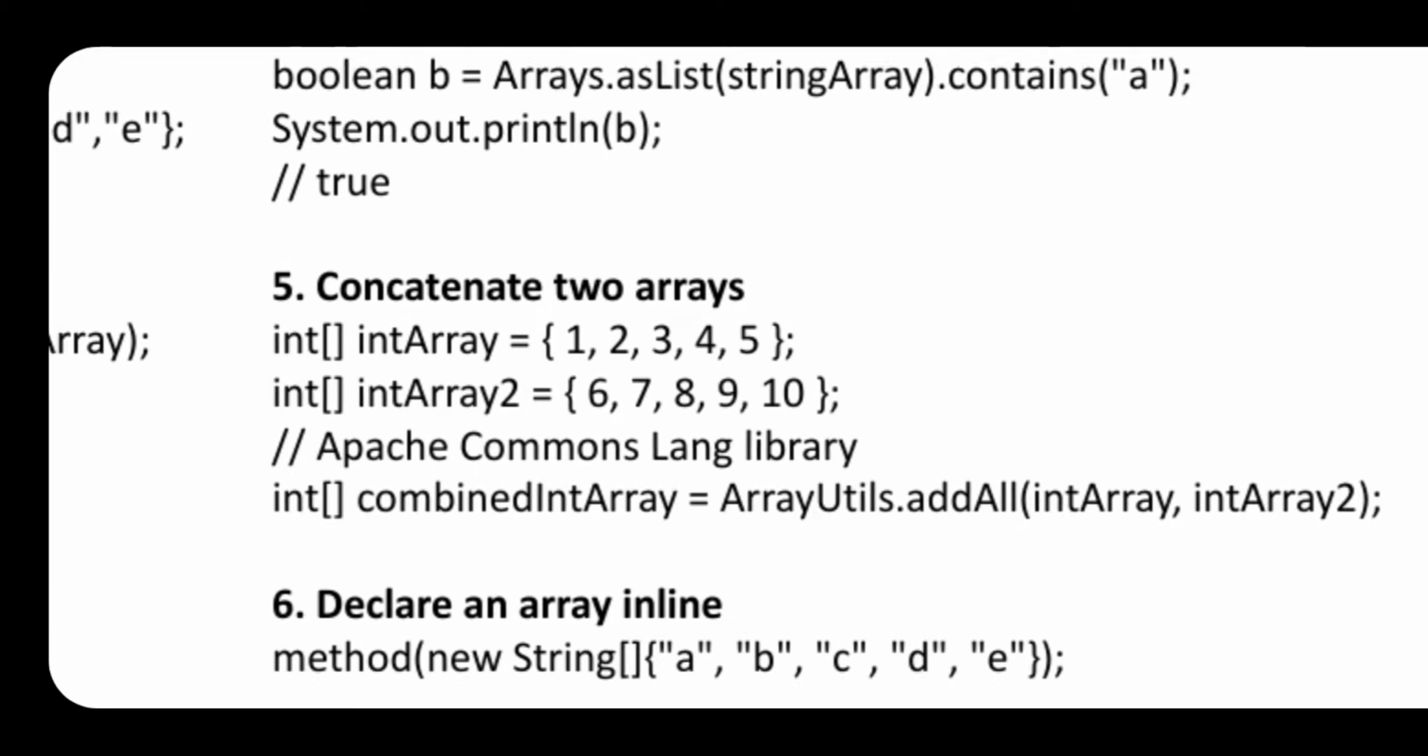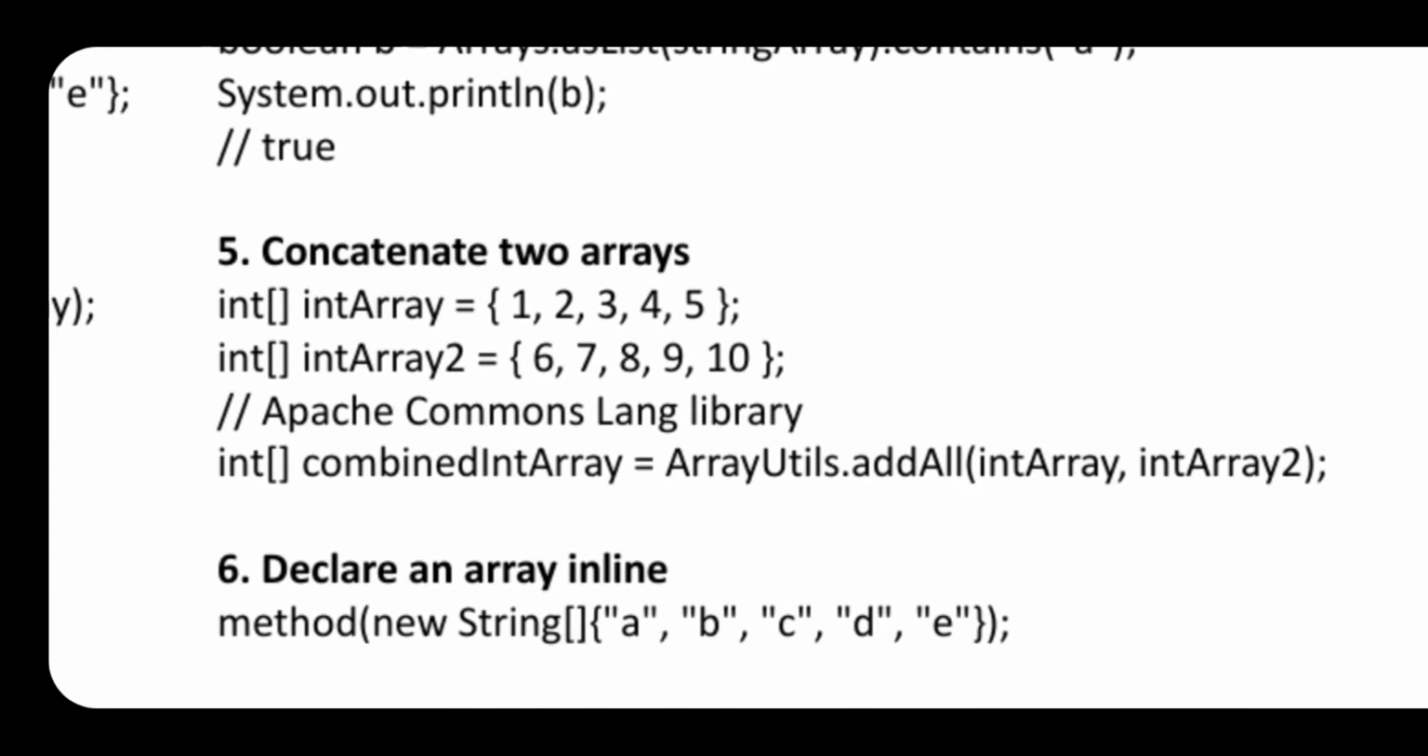combinedIntArray is equal to the class name you are going to use, what? ArrayUtils. ArrayUtils is a class name which is defined from the utility base class. Dot addAll. addAll is a function name which is going to concatenate both arrays within a single array. What are those arrays? intArray comma intArray2. So these two arrays are combined and it is going to display the values 1 to 10 within a single line.